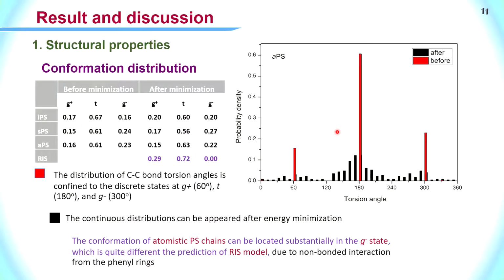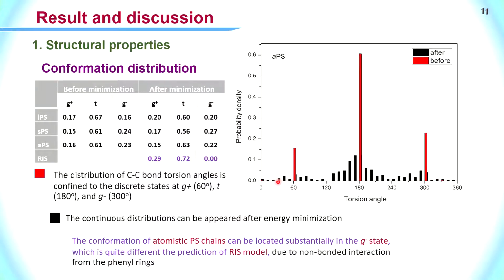In the results and discussion, after reverse mapping but before energy minimization, the distribution function of the C-C bond torsion angle is confined to discrete states at positive gauche, trans, and negative gauche, at 60, 180, and 300 degrees. But during energy minimization, the torsion angle can move off lattice and become a continuous distribution, as shown in the black plot.